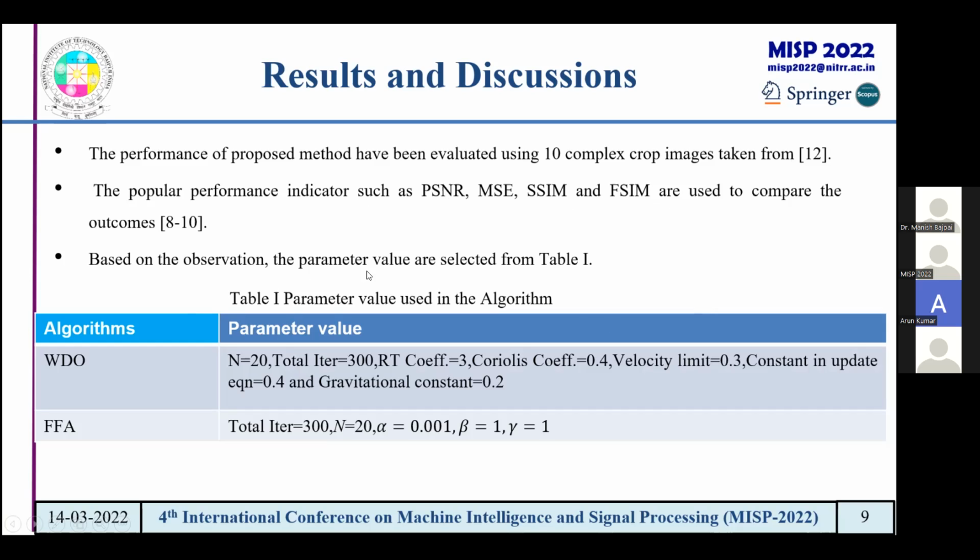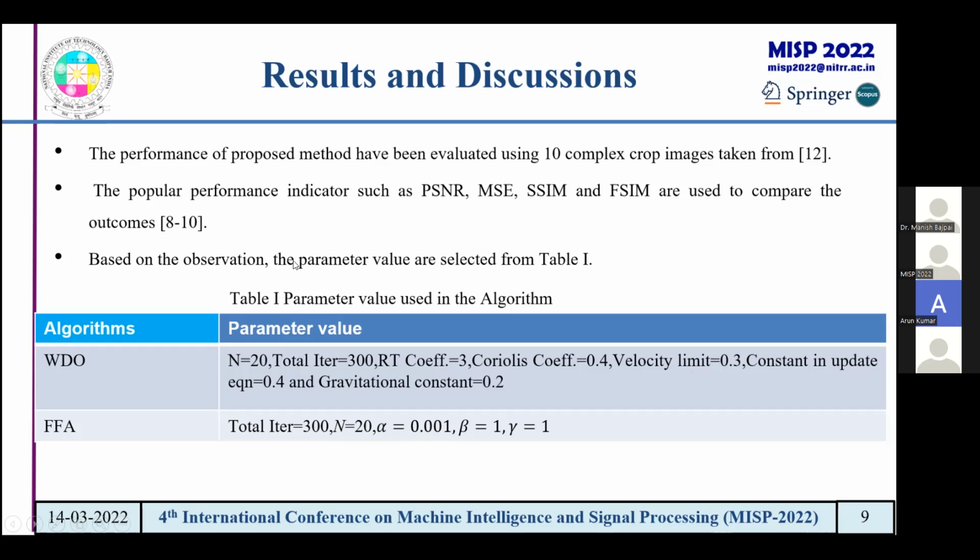Based on this observation, the parameter values are selected in table 1. The first is wind driven optimization, and the second is the Firefly algorithm. In the Firefly algorithm, the total iteration is 300 and the population size is 20. Alpha, beta, and gamma: alpha equals 0.001. Alpha is the random value that comes between 0 and 1, beta is the attractiveness, and gamma is the coefficient of light absorption.